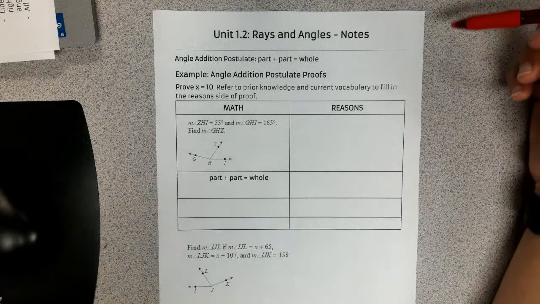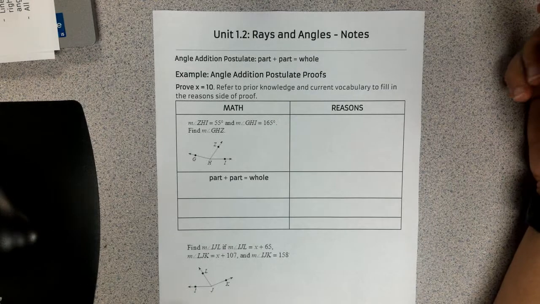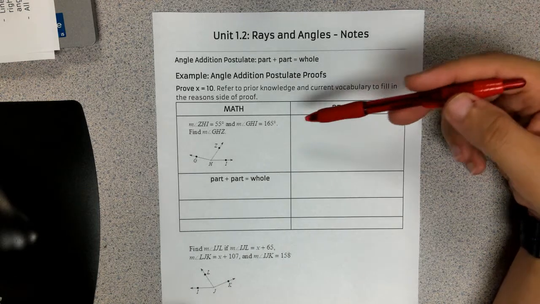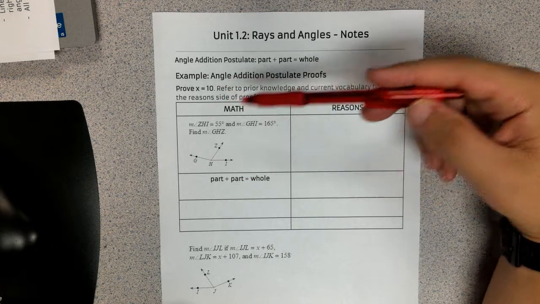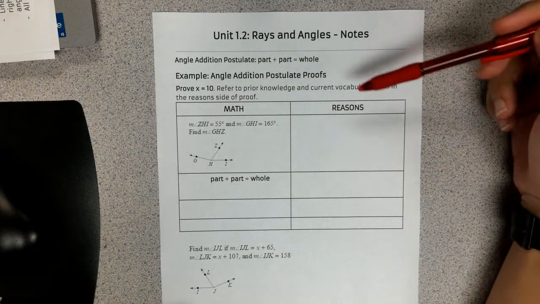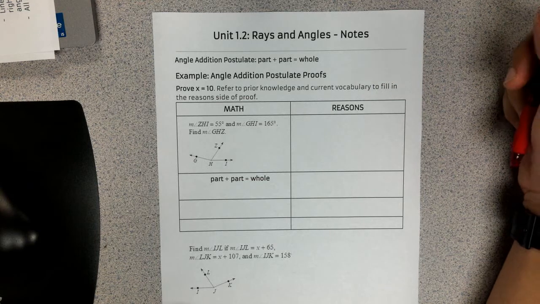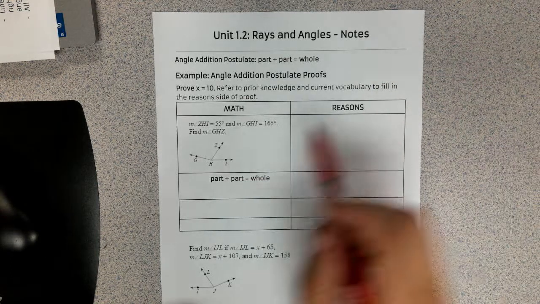Okay, today we are talking about the angle addition postulate proof. We're given this proof right here that says prove x equals 10. Refer to prior knowledge and current vocabulary to fill in the reasons side of the proof. So like always, here's our problem.